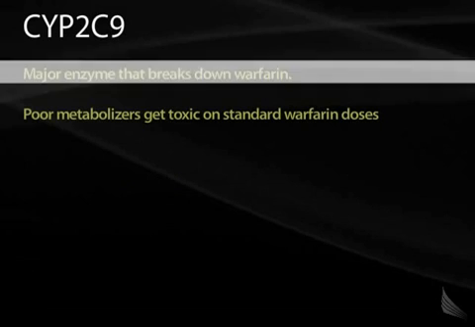Cytochrome 2C9 is the enzyme that breaks down Coumadin or warfarin. It's important to remember that every patient is different with regard to their ability to break down Coumadin, and therefore we have to check PT and INR in these patients because each patient will have a different INR after 1 or 2 doses of warfarin.